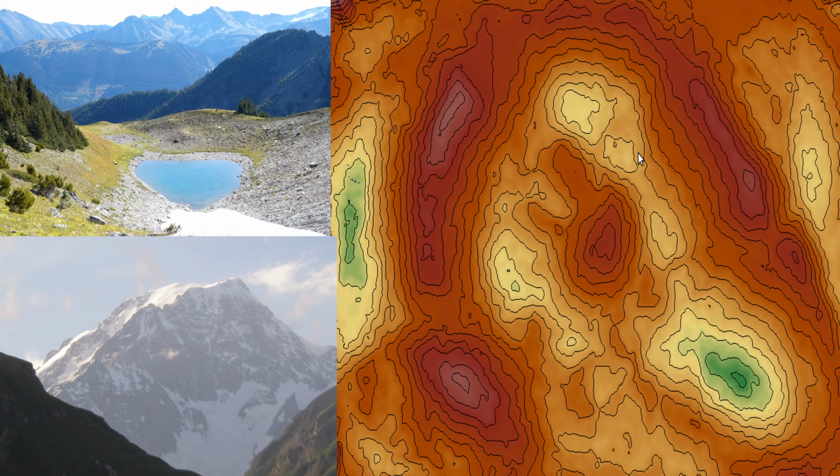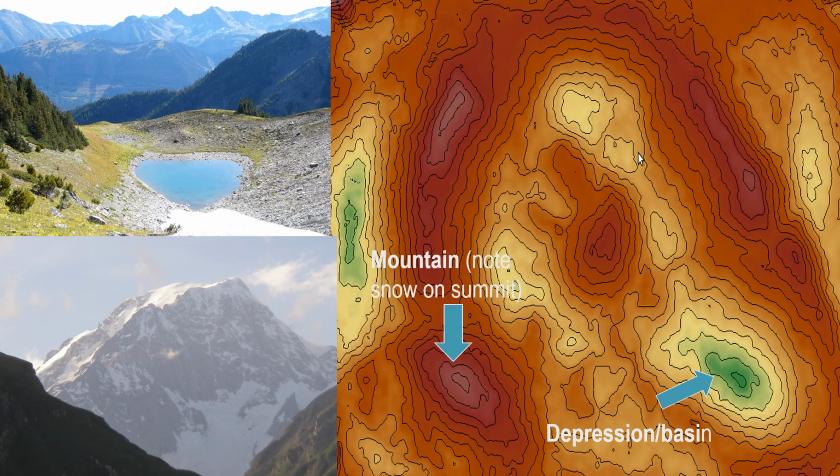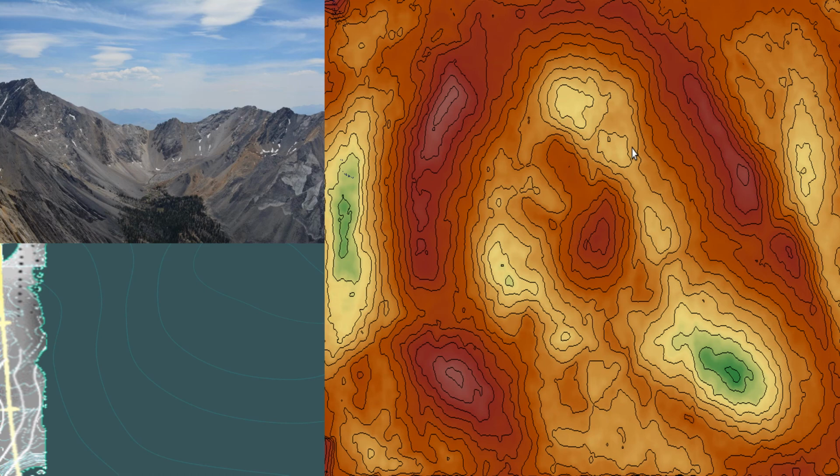Where would you find these 2 3D landscapes on our 2-dimensional map? The top photo corresponds with a depression or basin, shown here. And a snow-capped mountain is shown here. What 3-dimensional view corresponds with a similar feature on the map?